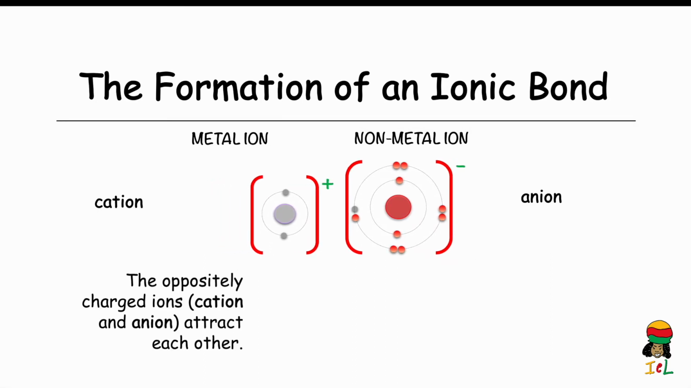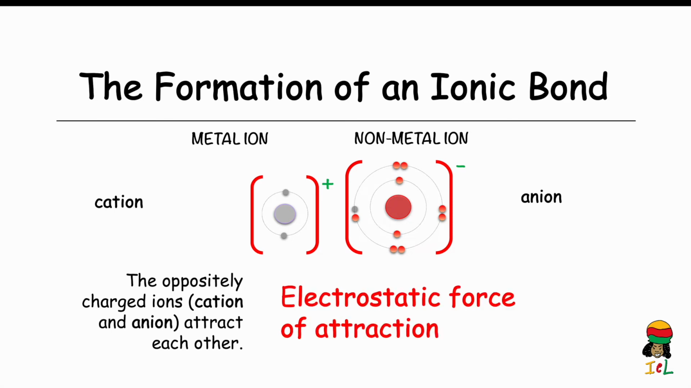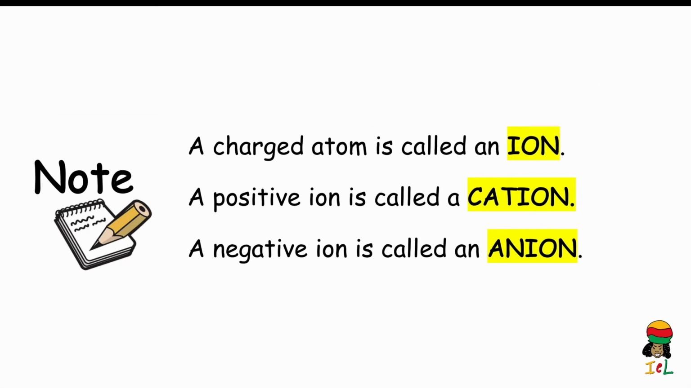The general rule is that opposite charges attract, and the attraction between these oppositely charged ions is called electrostatic force of attraction. Therefore, the metal and nonmetal ions involved in an ionic bond are held together by an electrostatic force of attraction. Keep note the following points.